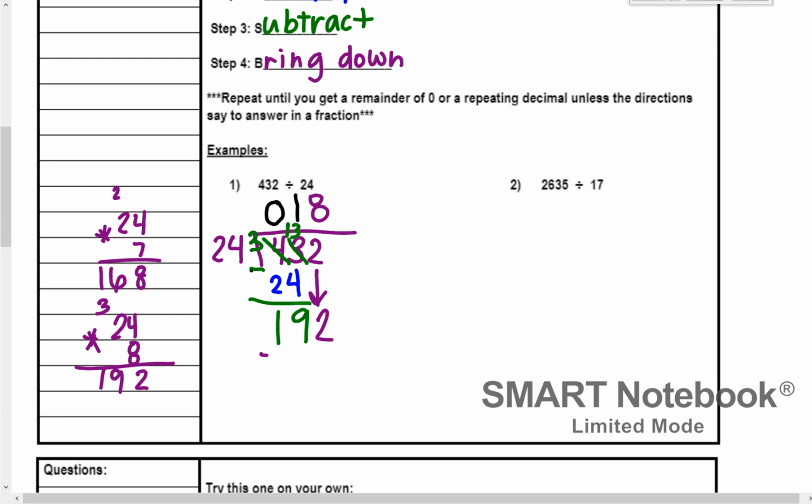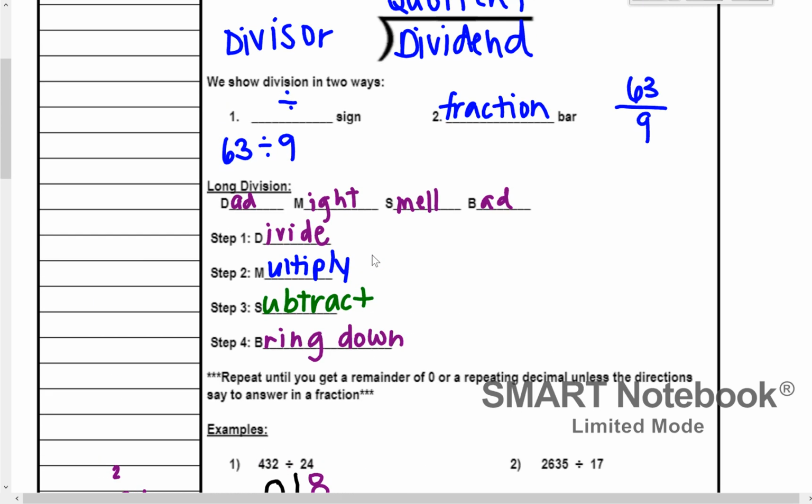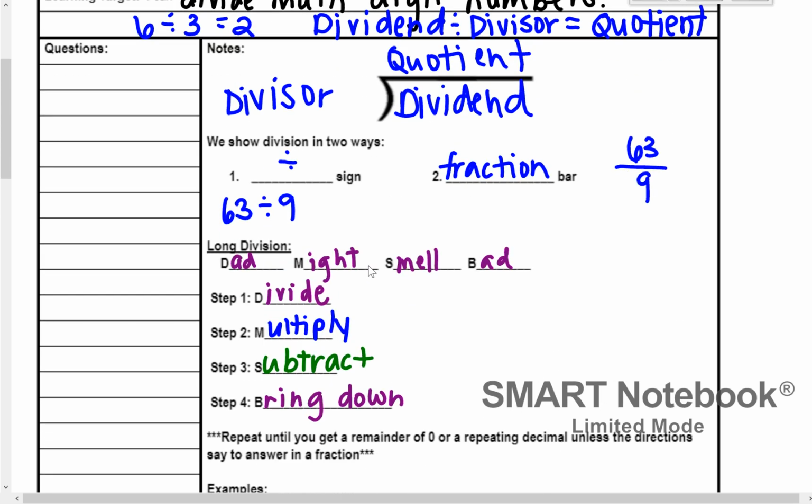And we are going to repeat those steps. So we subtract, multiply 8 times 24. We did that, 192. Subtract, we get a 0 remainder. And there's no numbers left to bring down. We have a 0 remainder. So we are finished. And our answer is 18. Okay, and that is how we do long division.